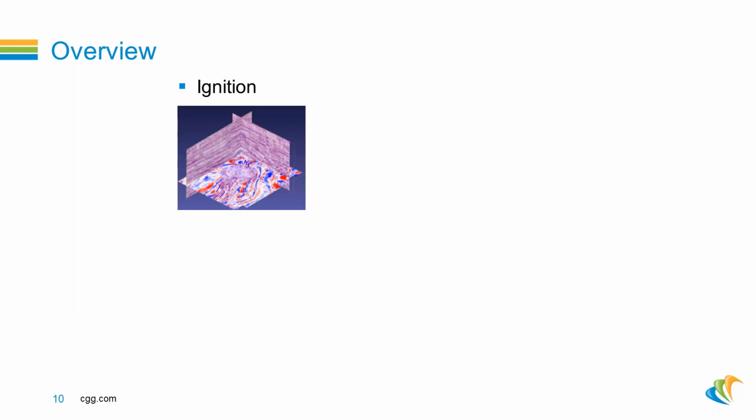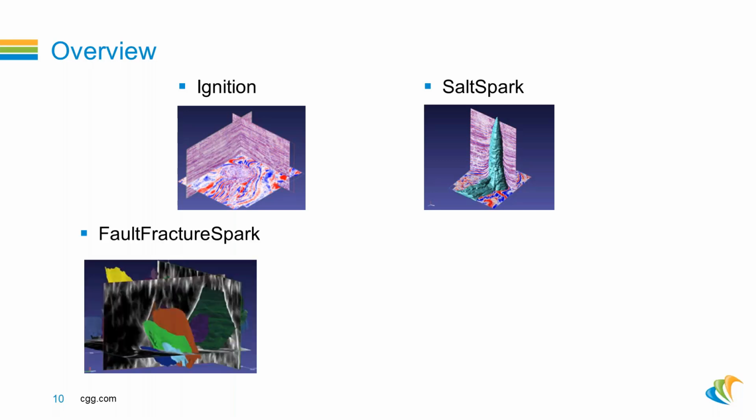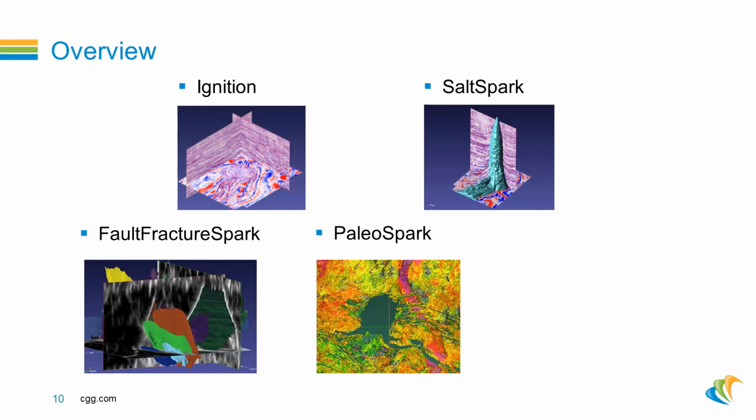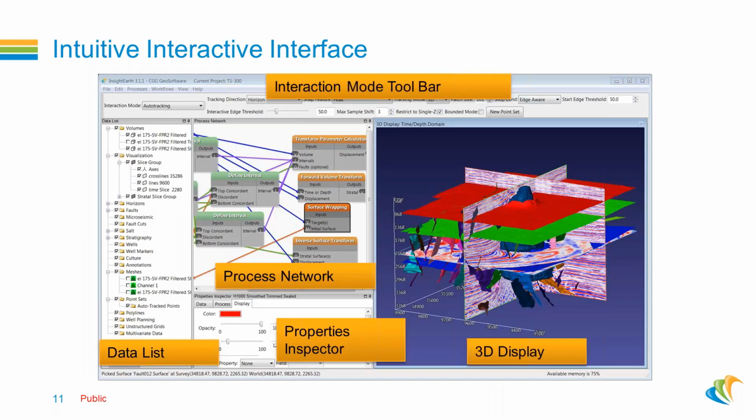The modules that we are using in Inside Earth are Imaging, which is for data management, loading, and creating the framework, the project to work in. We have FaultSpark, FaultFractureSpark, PaleoSpark, and WellPath. All those modules are included in the different licensing, different bundles to start with. Today we are going to focus on FaultSpark and FaultFractureSpark.